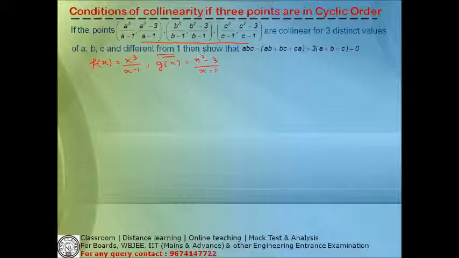Now, as I told you before, all the points which are given to us, we have assumed that they lie on the straight line lx + my + n = 0, since they are collinear. Now, if in place of x I put a, we are going to get a cube by a minus 1, and in place of g(x) if I put a, we are going to get a square minus 3 by a minus 1, which is nothing but the coordinate, the first coordinate.